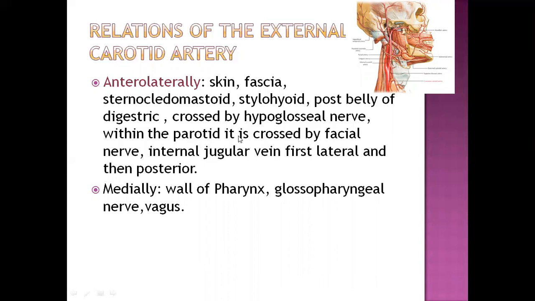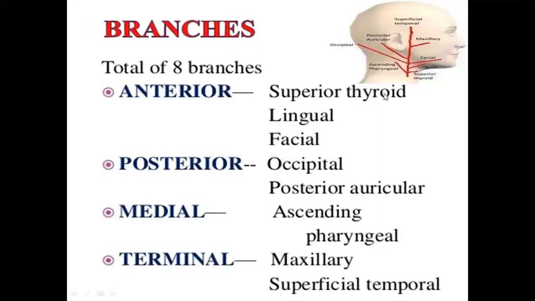Within the parotid, it is crossed by the facial nerve. The internal jugular vein is also here, first lateral and then posterior. Medially, the relations are the wall of the pharynx, the larynx, the trachea, the glossopharyngeal nerve, and the vagus nerve. So the vagus nerve is also present here. This is the hypoglossal, and these are the medial relations: larynx, pharynx, trachea, glossopharyngeal, and vagus nerves.